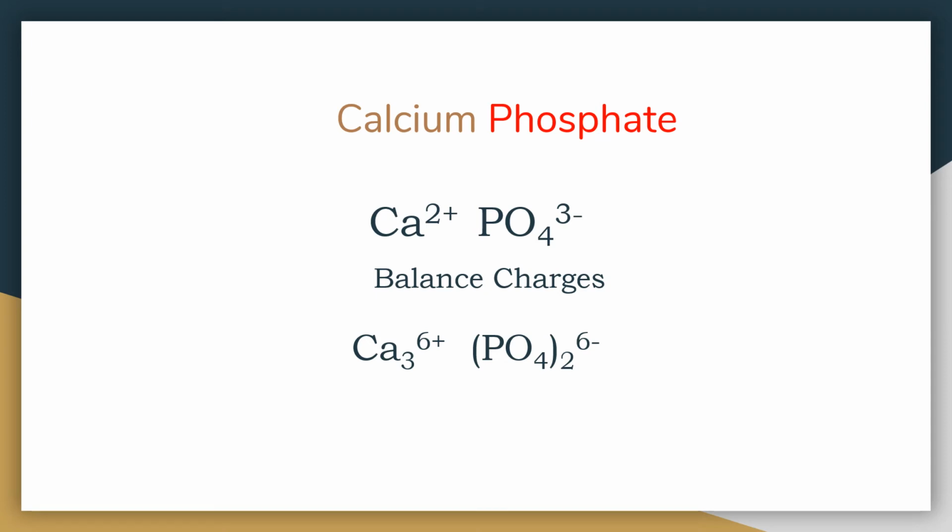So polyatomic ions tend to have parentheses whenever we have placed a subscript. These are now balanced, and your final compound is calcium phosphate. This is how it's properly balanced.